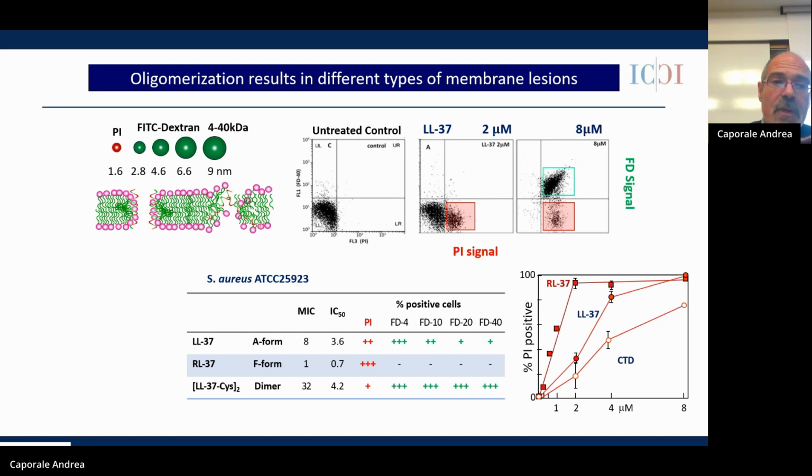Then in our laboratory they synthesized a dimer, and the dimer is enough to create a big pore. You can see the FITC dextran fluorescence in different conditions, and we find that it is a big pore, and you can see inside the FITC dextran 40, which is the biggest.